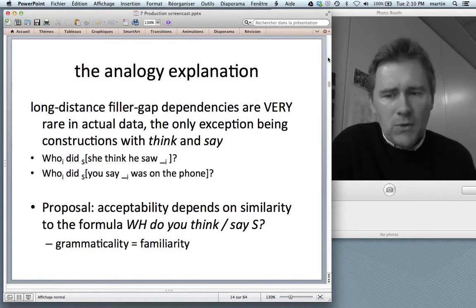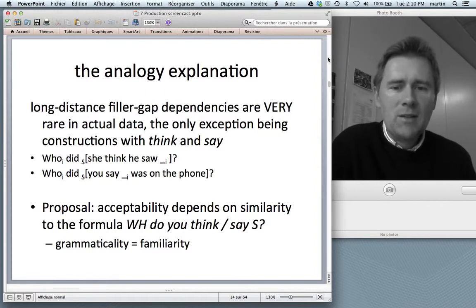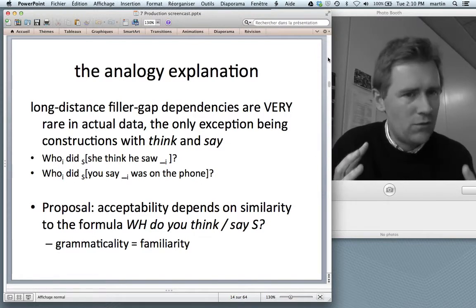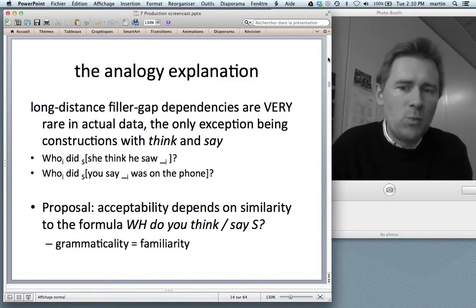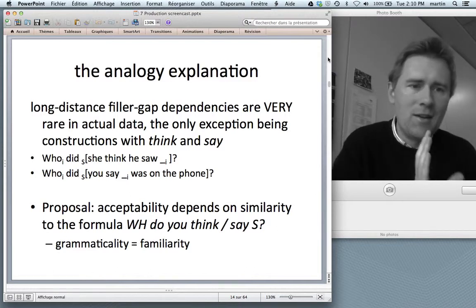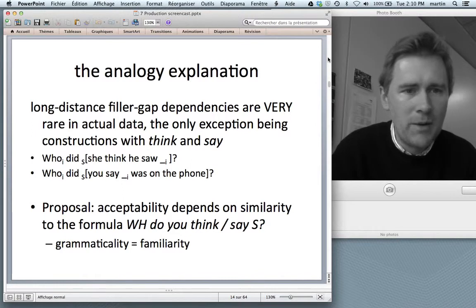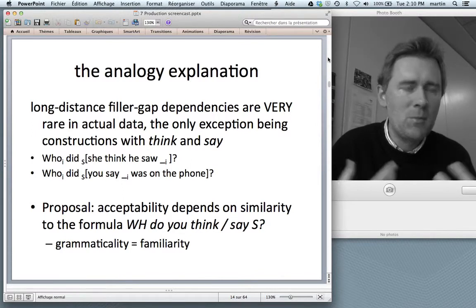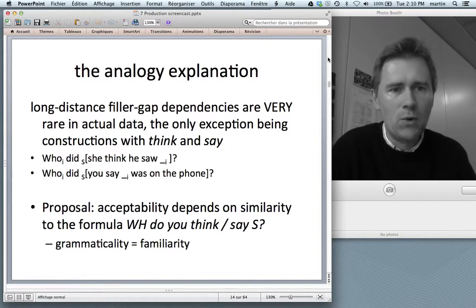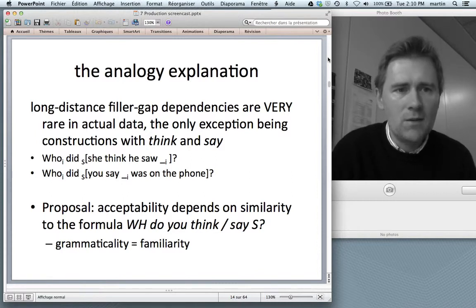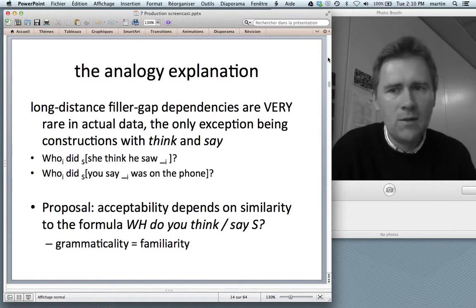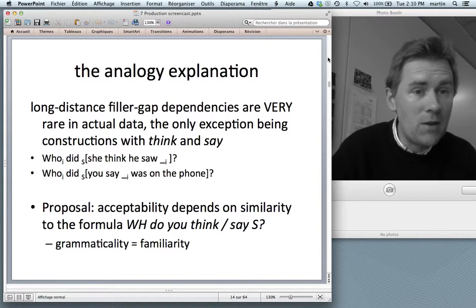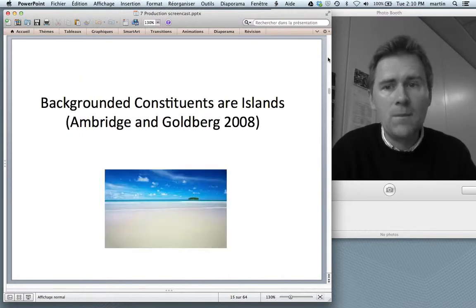The proposal here being that acceptability ratings should depend on similarity to a certain exemplar, a certain formula, like WH word, do you think or say, and then a that clause, or a bare clause. So grammaticality corresponds to your familiarity, how often you hear something, or how remote something is to things that you frequently hear. That's the analogy explanation. And we'll see that there's indeed some evidence for things of this kind.